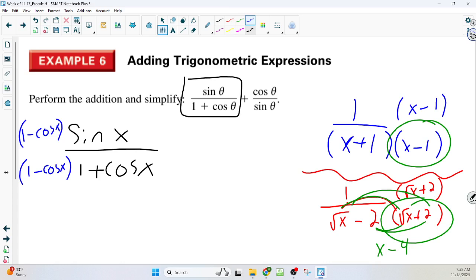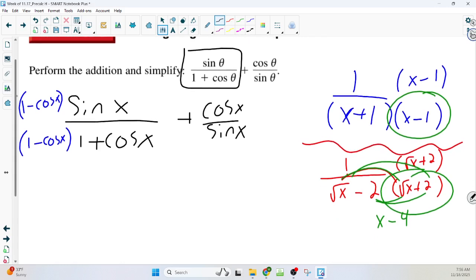As a general rule, if the bottom is 2 terms, like a 1 minus or a 1 plus something like that, that's not usually good. We don't usually like that. We prefer to have the denominator be 1 term. So let's see if this can help us. We still have this plus cosine of x over sine of x. We're not going to focus on it right now.